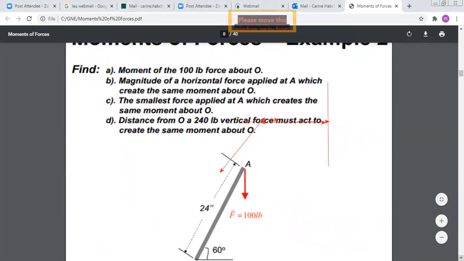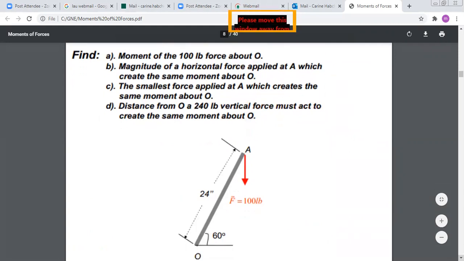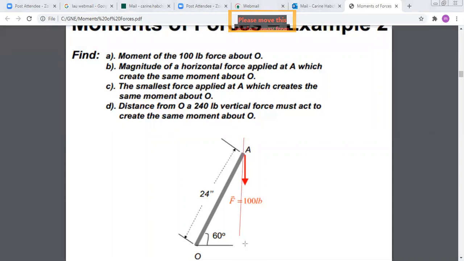Now, another example. We want to find in this figure the moment of the 100 lb force about point O. This is the first step. So as we said, what is the technique to find the moment? First, we draw the line of action of the force. And we want to find the moment of this force about O. So we draw the perpendicular from O to the line of action of the force. This will be the projected distance D.